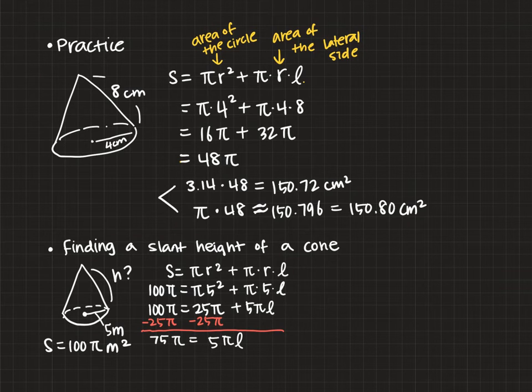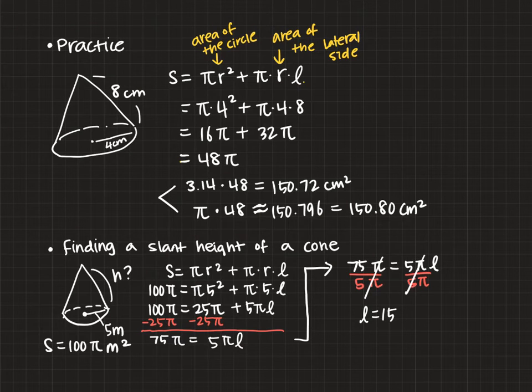In order to find L, I'm going to divide both sides by 5 pi, which gives me really 75 divided by 5, because I can cross out the pi's on the top and bottom. So L equals 75 divided by 5, which is 15. So my slant height is 15 meters. I know it can be a little bit confusing, so let's go ahead and work on a sample question to practice.